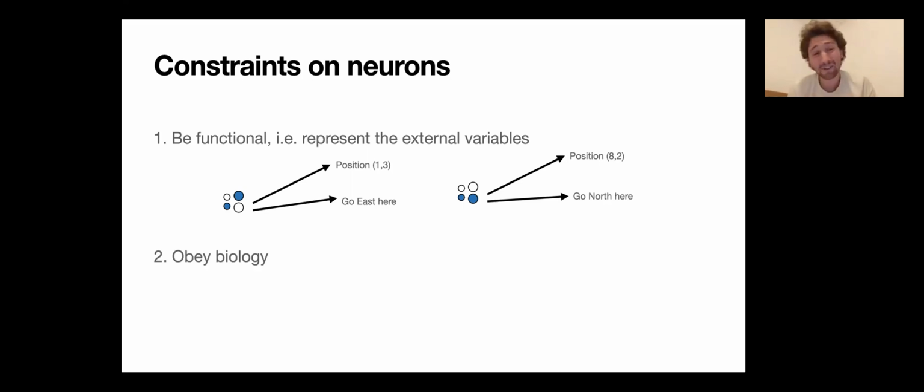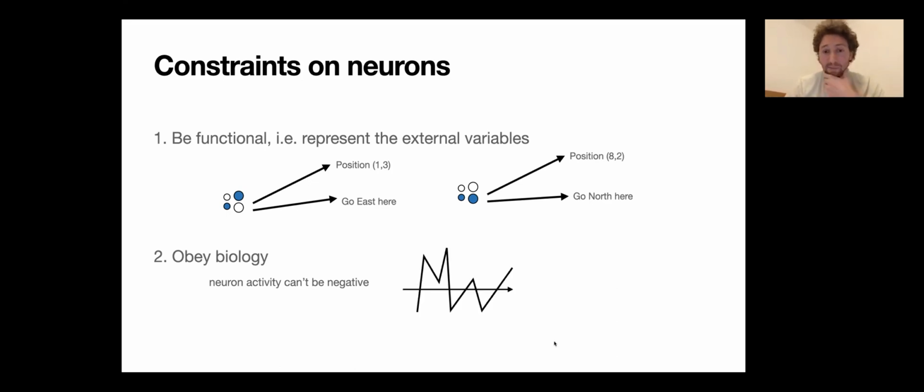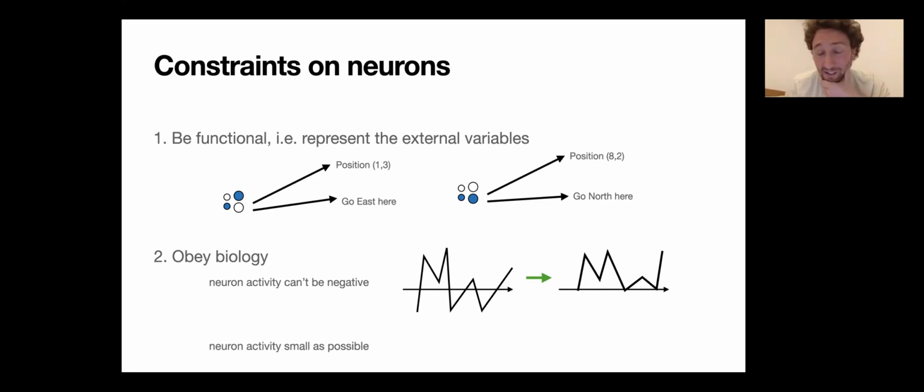The other one is they need to obey biology. For example, neurons in the brain do not spike negative. You can't be negative. So something like this isn't okay, but something like this is okay. And of course, neurons don't have infinite energy. They've got finite resources, so you might want the neural activity to be as small as possible. You don't want big firing rates, you want smaller firing rates. You want to be selective about when you do fire. This is exactly what we're going to try to do: codify these constraints in maths, almost axiomatize a neural representation, and see what we get.